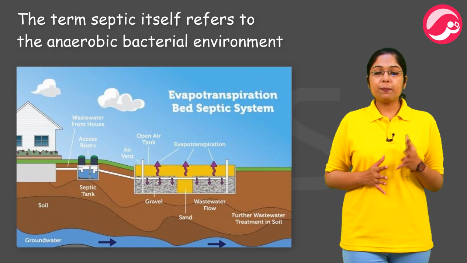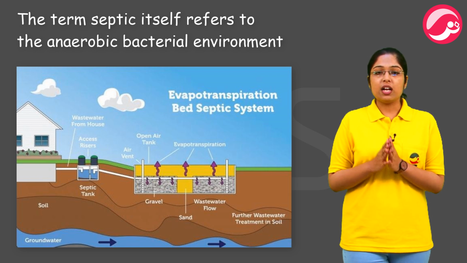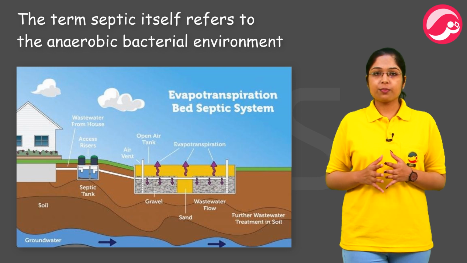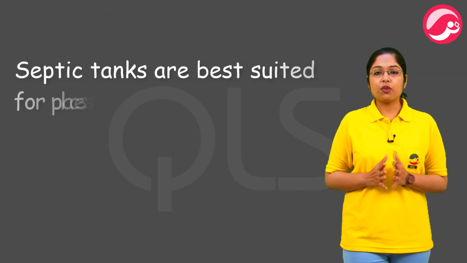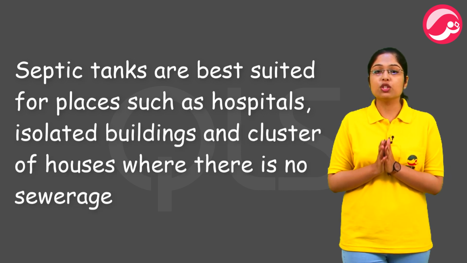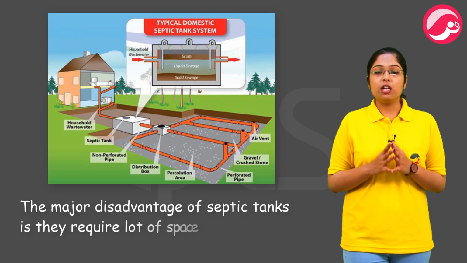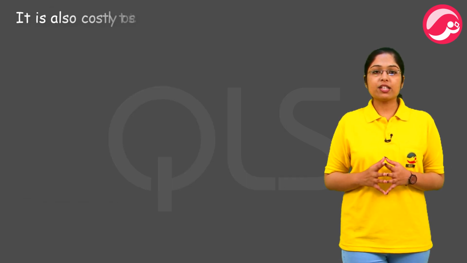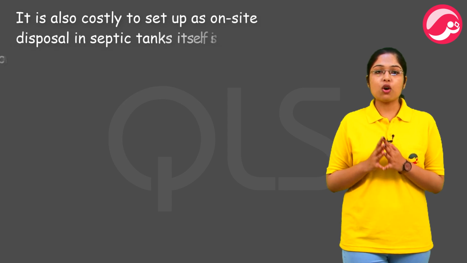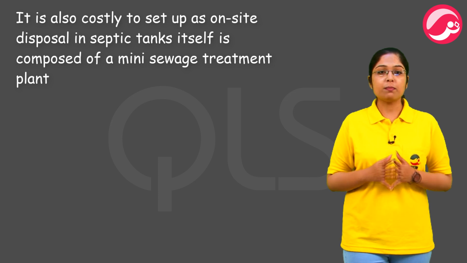The effluent from septic tanks is either passed through sewers to a sewage treatment plant or is allowed to soak or evaporate. Septic tanks are best suited for places such as hospitals, isolated buildings and clusters of houses where there is no sewerage. The major disadvantage of septic tanks is that they require a lot of space. And it is also costly to set up, as an on-site septic tank is itself a mini sewage treatment plant.